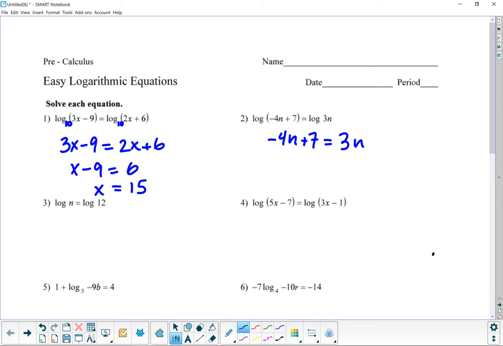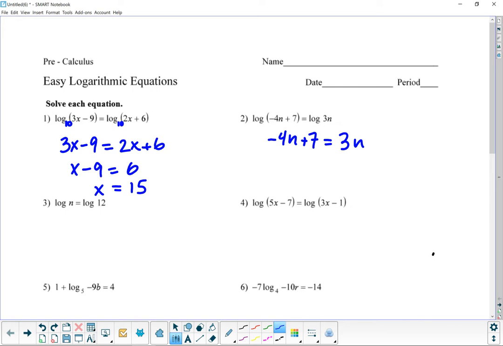If you're not sure how this second part is log of 3n: if you don't see parentheses, it automatically means that whatever is behind the log is part of the log.